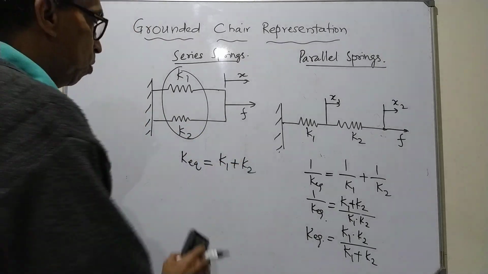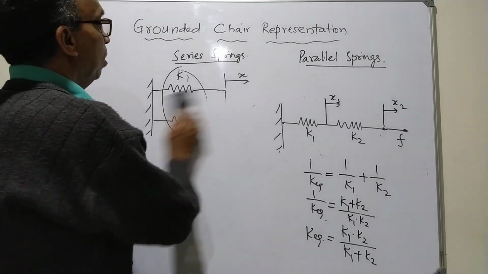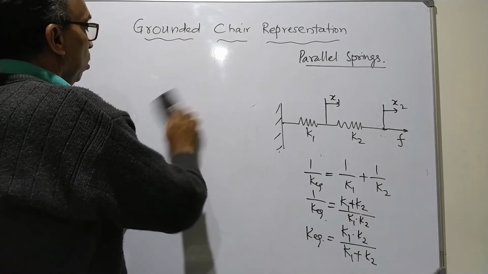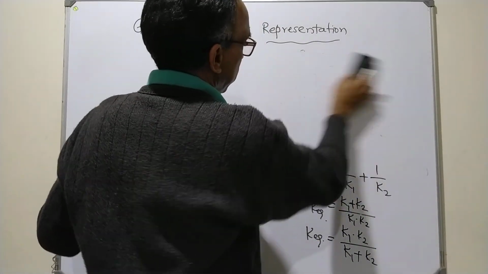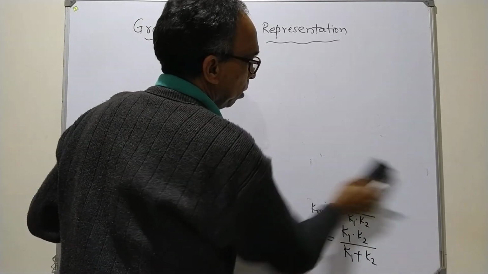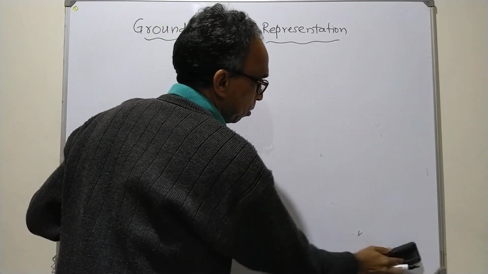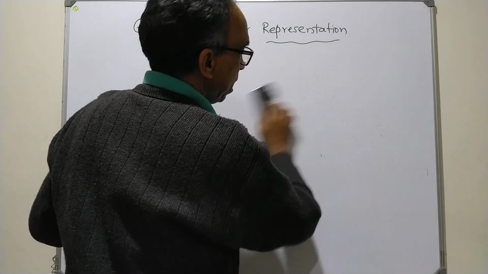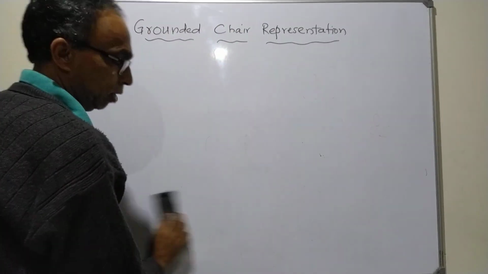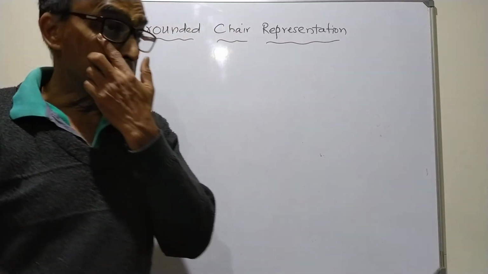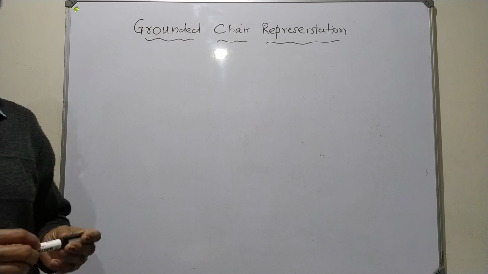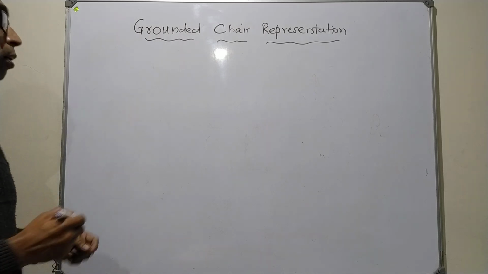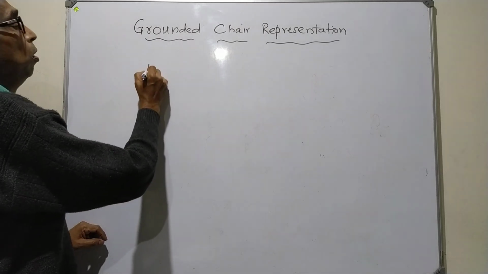The same logic applies for the dampers as well. Now in grounded chair representation, we call these stiffnesses and damping coefficients mechanical impedances. Before we get into grounded chair representation, there are some rules we have to follow. So what is the first rule?